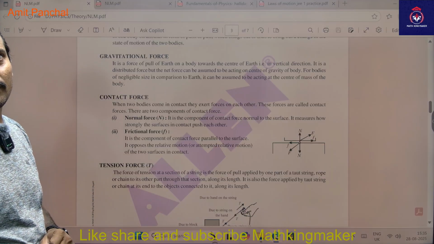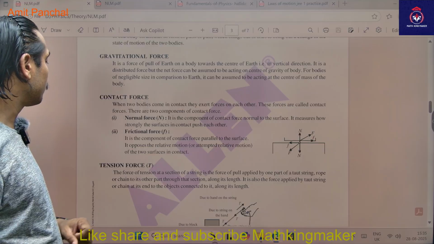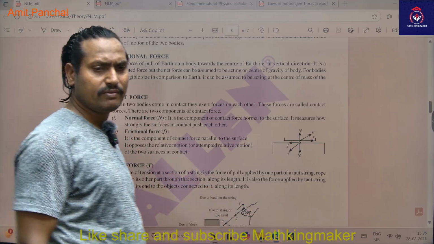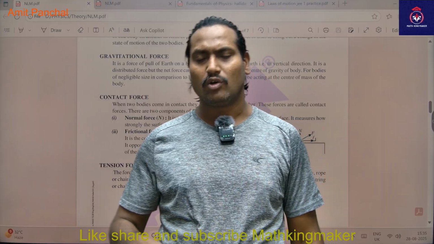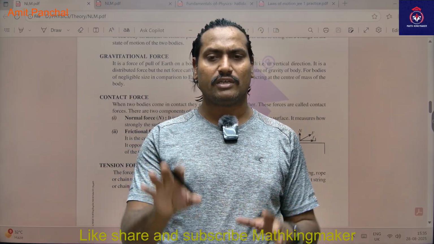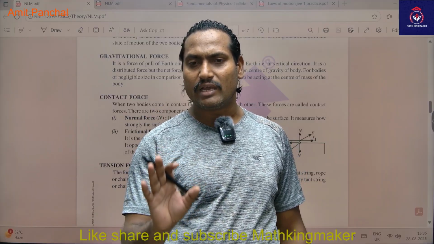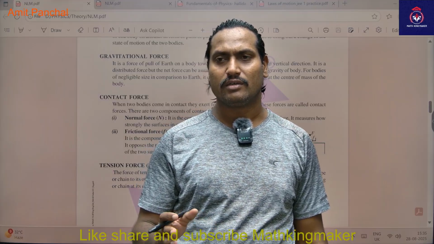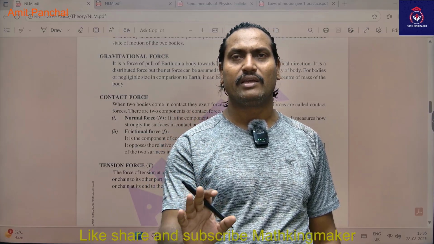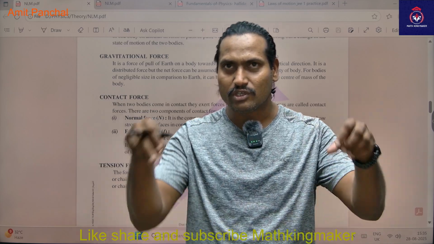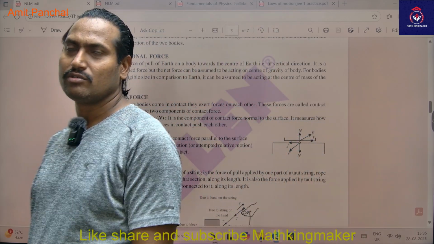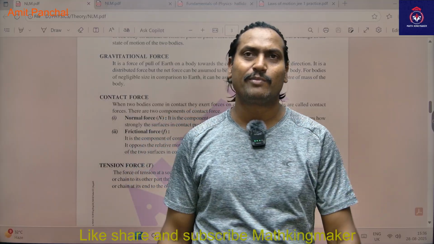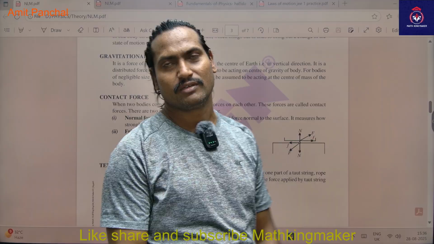Can they be greater than the applied force? Friction or normal? Yes, it can be greater than the applied force. If some heavy ball is there and you are applying a force and it is not rolling, whatever force you are applying is not greater than the forces already acting. That's why it is not moving. If you are applying a force on a wall, it is not moving anywhere. That means your applied force is lesser.